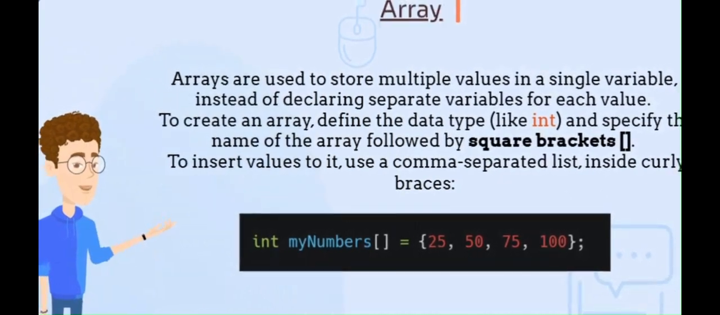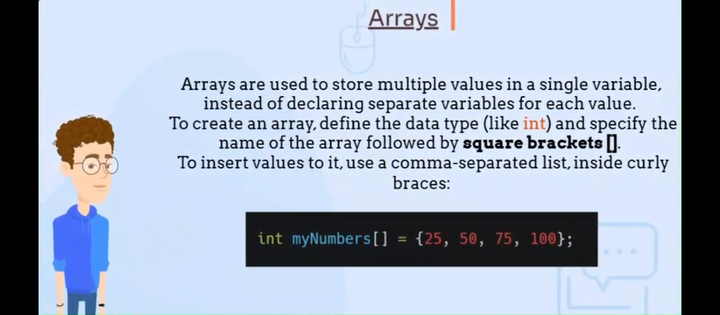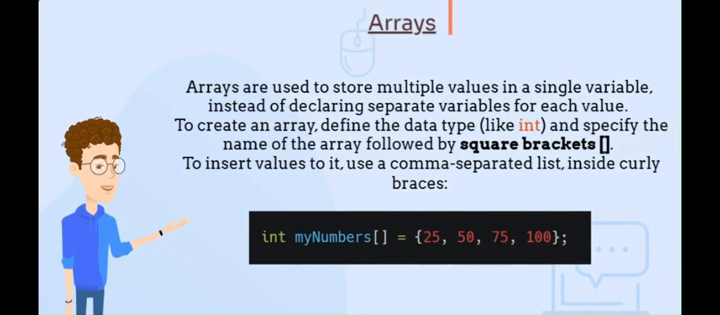Arrays. Arrays are used to store multiple values in a single variable, instead of declaring separate variables for each value. To create an array, define the data type, like int, and specify the name of the array followed by square brackets. To insert values into it, use a comma-separated list inside curly braces, like this example. We have now created a variable that holds an array of 4 integers.